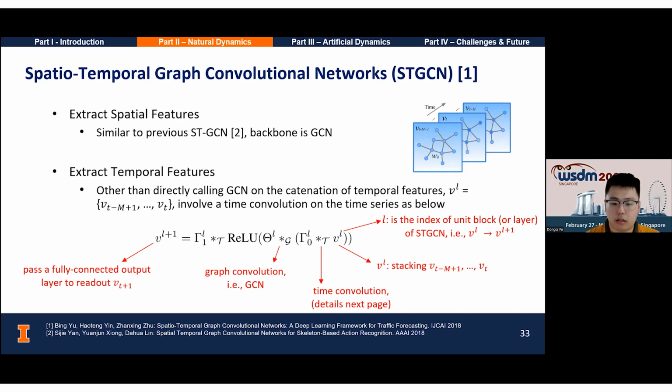The asterisk T means the time convolution of those temporal features. The detailed operations will be introduced on the next page. And the asterisk G means the graph convolution, and you can understand it as a GCN backbone. So after a ReLU function, we go through another time convolution such that we can get the VL plus 1 from the VL.